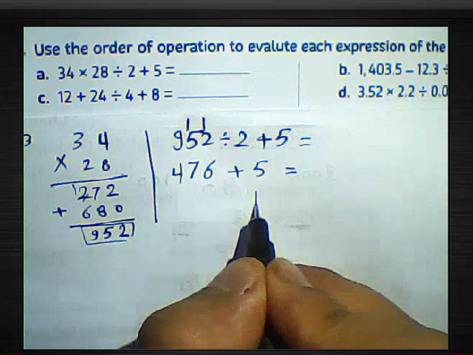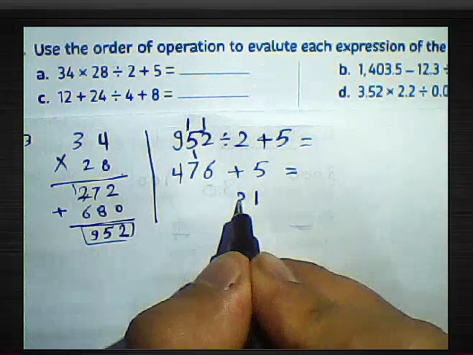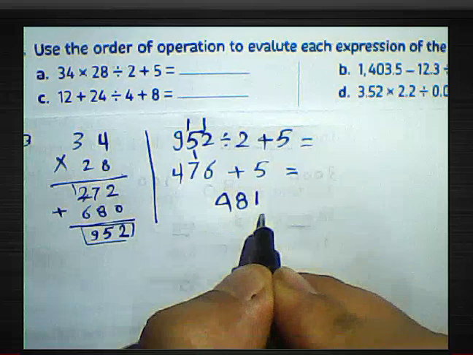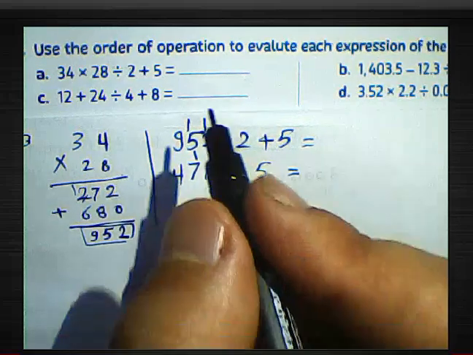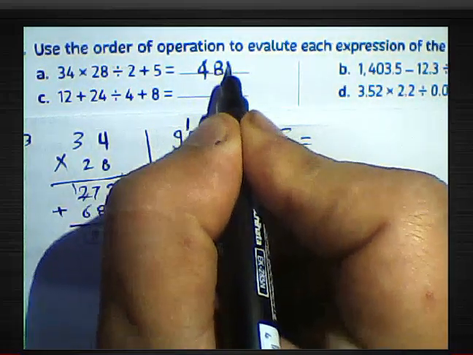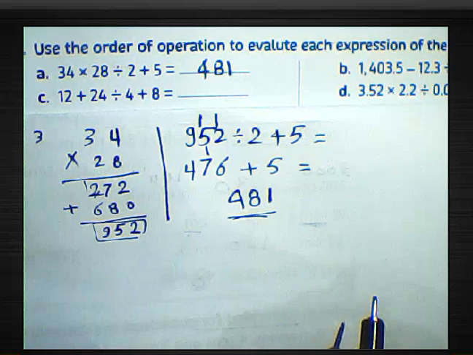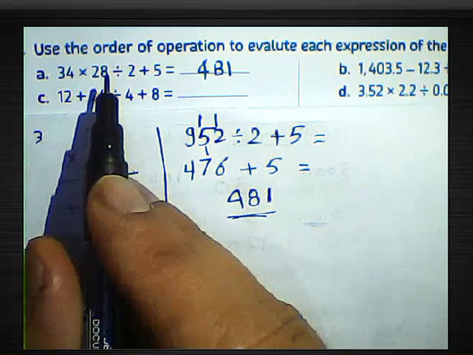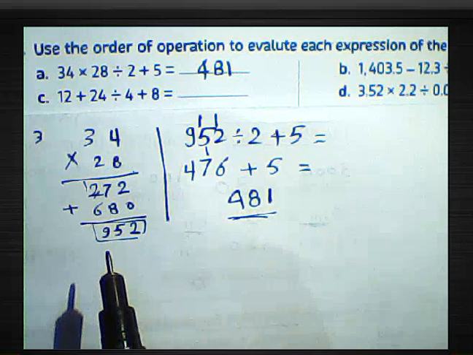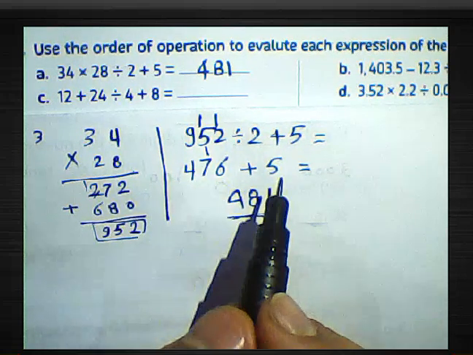6 plus 5 equals 11. 1 and carry 1. 7 plus 1 equals 8. And write 4 behind it. The result will be 481. Again, in this example we do multiplication first, and the next step, division by 2, and the last step, add the result to 5.